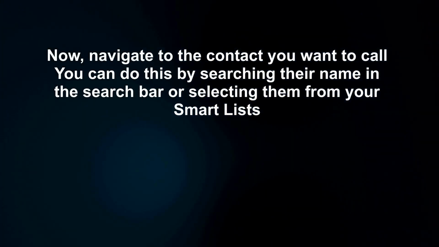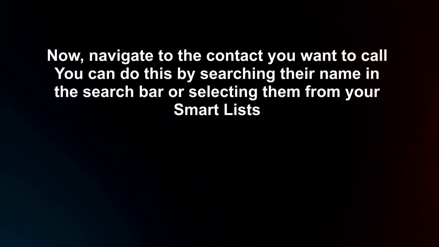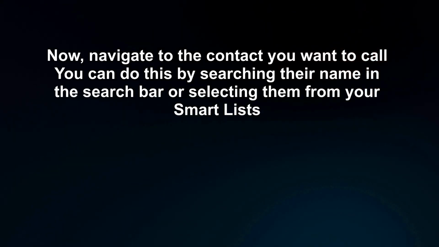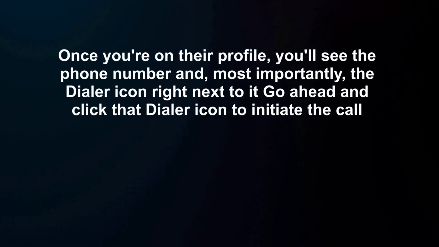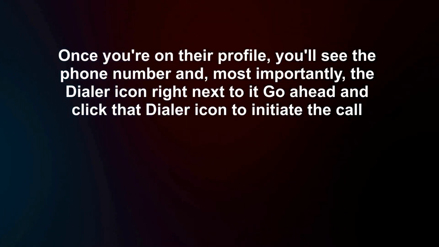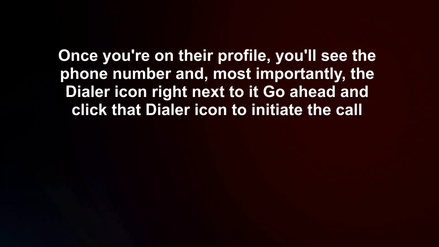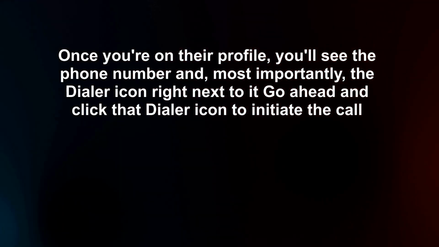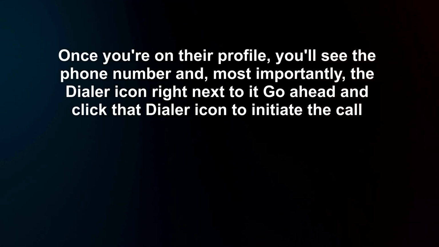Now, navigate to the contact you want to call. You can do this by searching their name in the search bar or selecting them from your smart lists. Once you're on their profile, you'll see the phone number and, most importantly, the dialer icon right next to it. Go ahead and click that dialer icon to initiate the call.